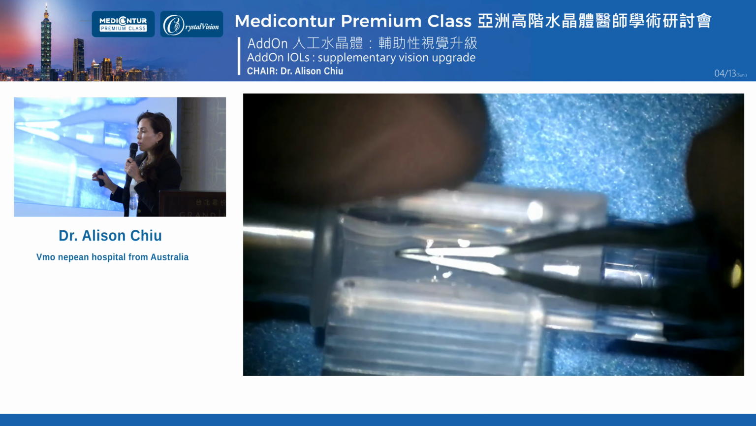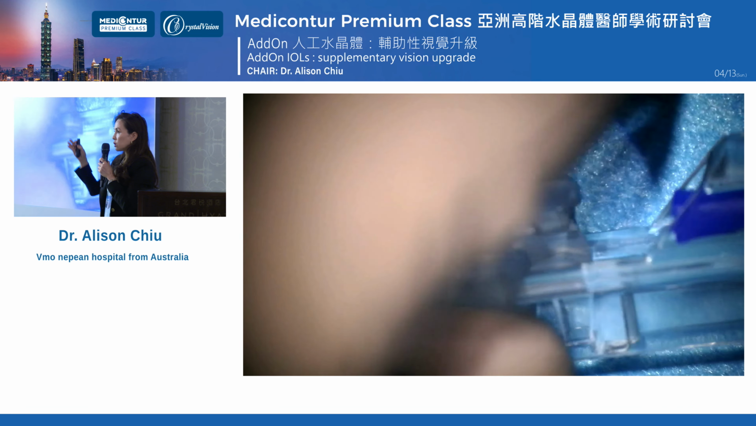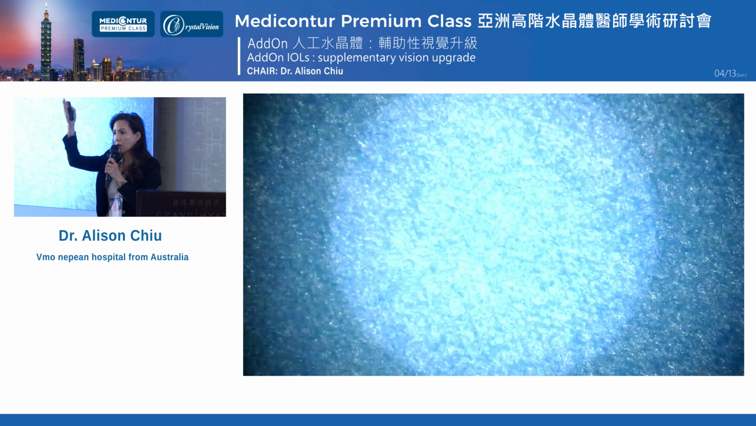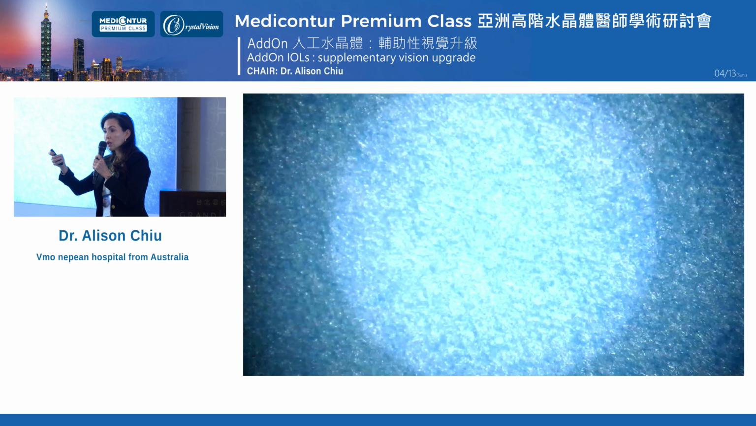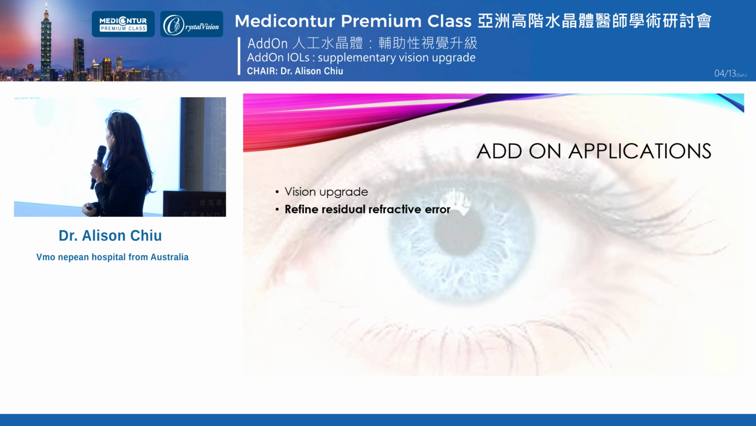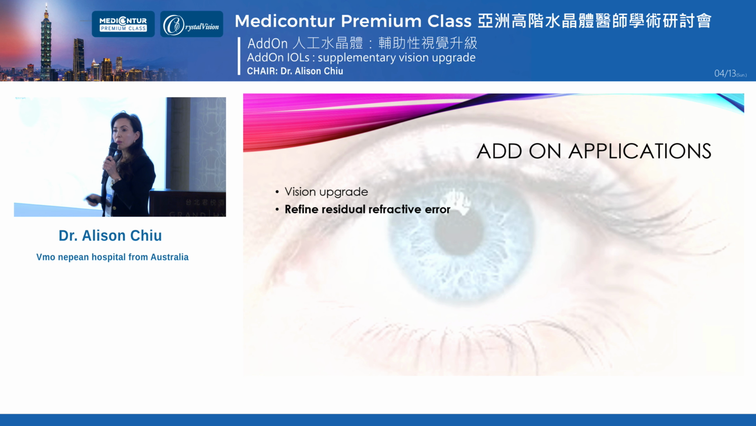There are a couple of different ways you can fold this lens into the cartridge, but I like to have a valley style where I press down on the lens to make sure it doesn't get caught, and as you close the cartridge you get that nice click so you know the haptic is not caught there. So that's the first application, a vision upgrade.